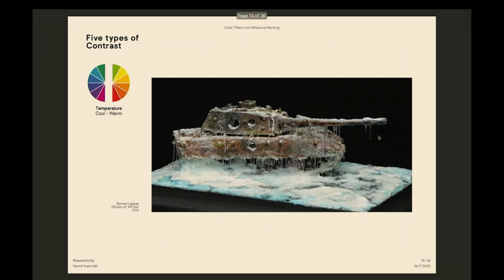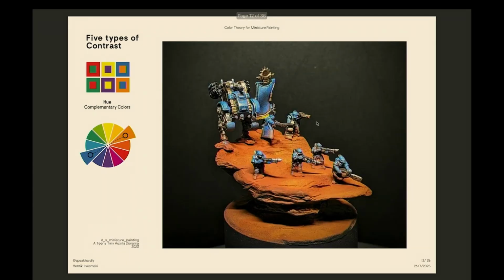So in miniatures like this, you can tell that there's actually not that much to look at. There's not so much for the eye to bounce around. But you just have the blue, and then you have the contrasting terrain, and that's pretty much it.